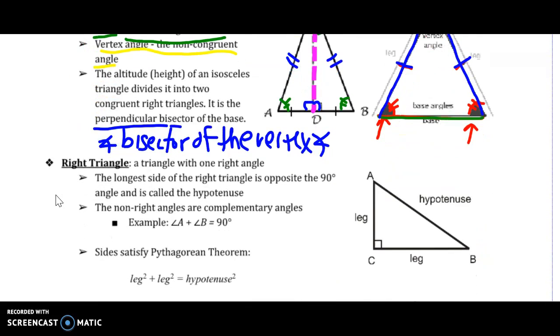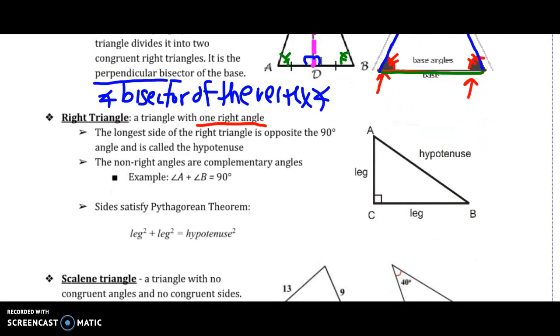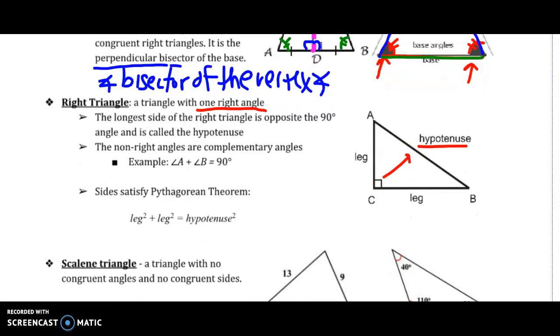Other types of triangles that will come up in the unit. We'll talk more about right triangles later in the year. However, a right triangle is a triangle with one right angle. It will not be a triangle if it has two because their sum has to be 180. The longest side of the right triangle is called the hypotenuse, and it is opposite or across from the 90-degree angle. Right? The non-right angles, so in this case A and B, are complementary, meaning they must sum to 90.